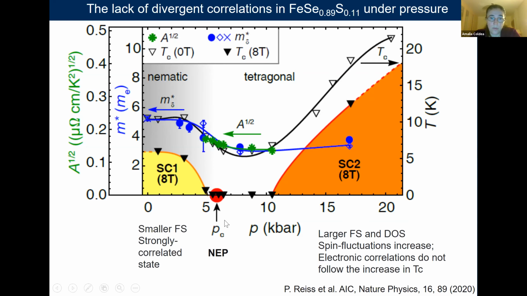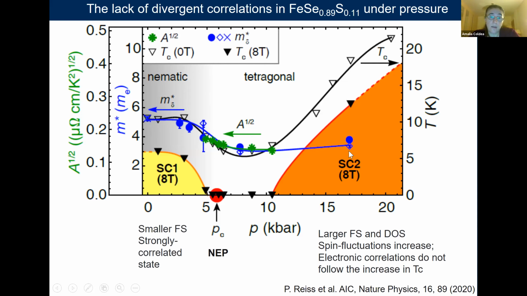So the critical pressure, where the nematic transition is supposed to be suppressed, is around 6 kilobar. And as you can see, there is no signature of enhancement in both of these quantities. So now thinking about superconductivity, Tc is represented by the open triangles here. We can see that there is a very nice correlation between how the quasi-particle masses and Tc vary, telling us that whatever caused the changes in the quasi-particle masses also affects superconductivity.